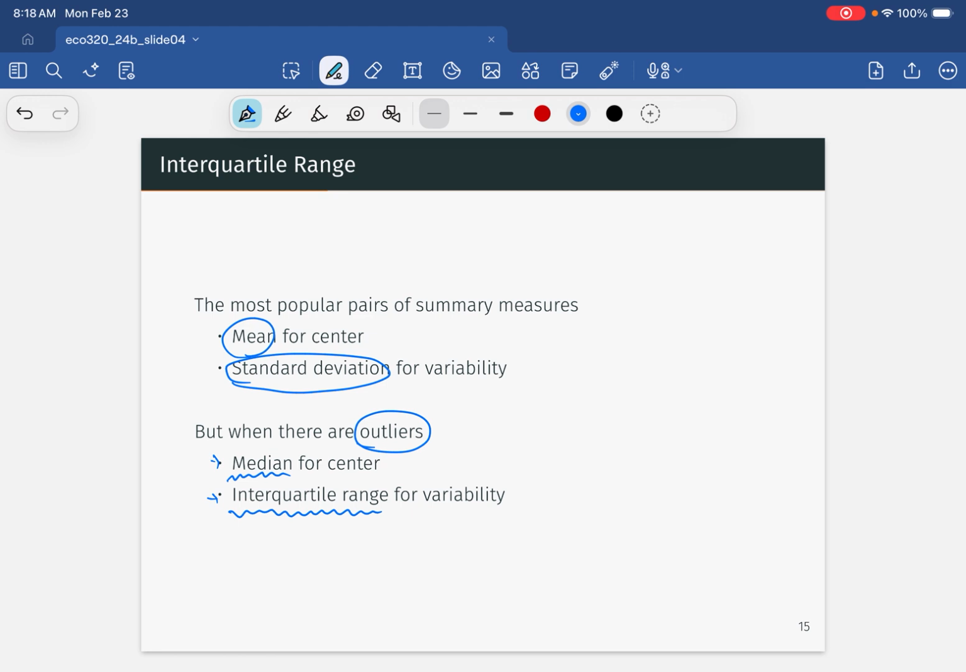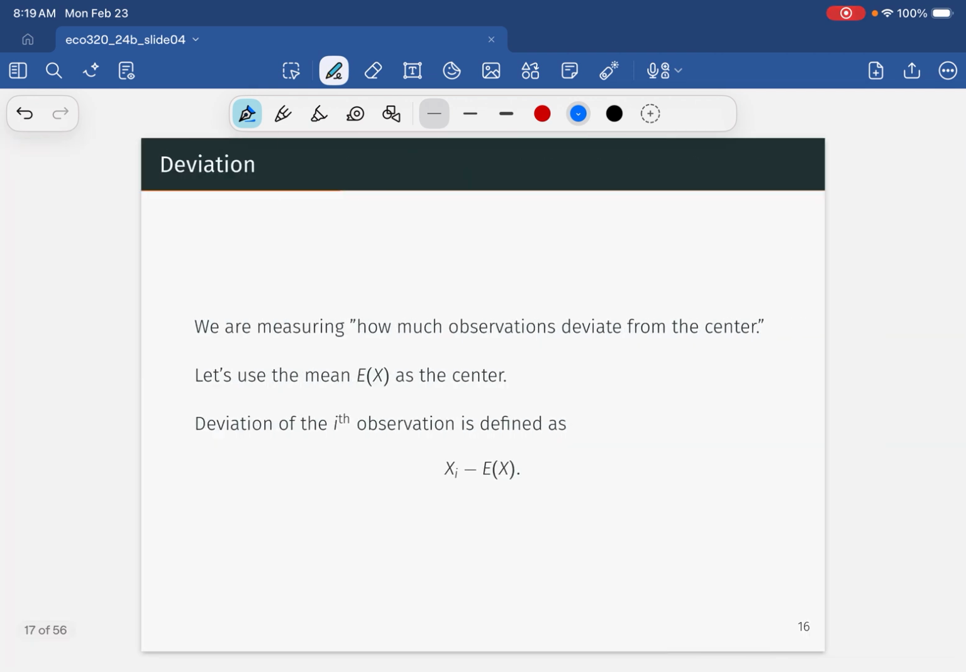So that's what I wanted to say. Anyhow, more important is the mean and standard deviation. So in this video, we are going to study the variance and standard deviation. Okay, so to define the standard deviation, I am going to define deviation first.